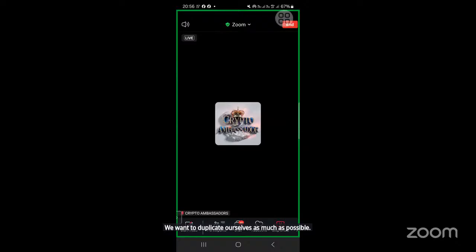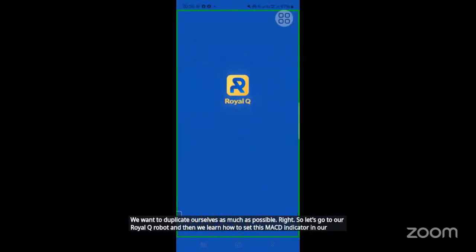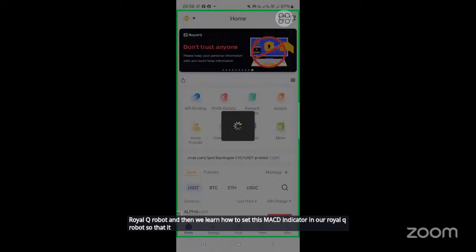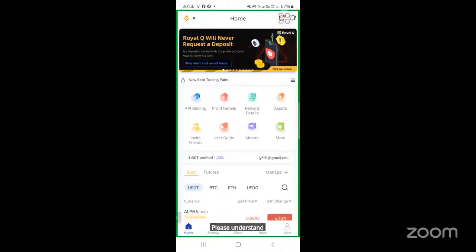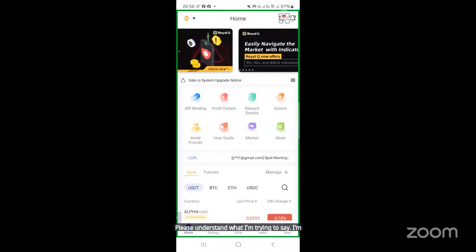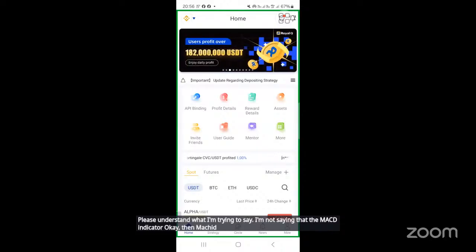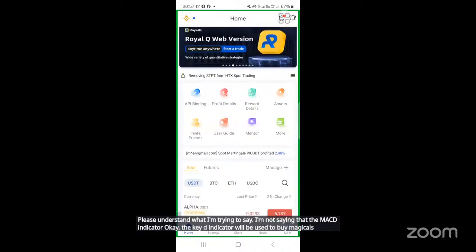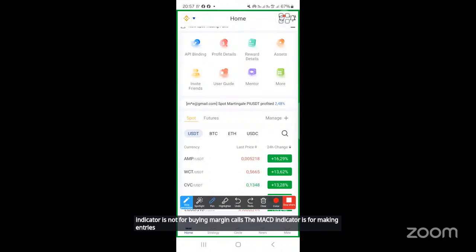Right. So let's go to our RoyalQ robot, and then we learn how to set this MACD indicator in our RoyalQ robot so that it can make entries in the market on our behalf. Please understand what I'm trying to say. I'm not saying that the MACD indicator will be used to buy margin calls. The MACD indicator is not for buying margin calls. The MACD indicator is for making entries in the market, the first entry.